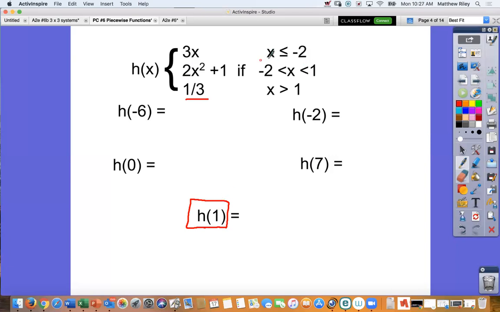Does it fall into this one? Let's eliminate them at first. Does it fall into this one? Is 1 less than or equal to -2? No, of course not. Is 1 in between -2 and 1? No, again, because it'd have to be or equal to, so I can't use this one. Is 1 greater than 1? No. So I can't use any of them. So it does not exist.